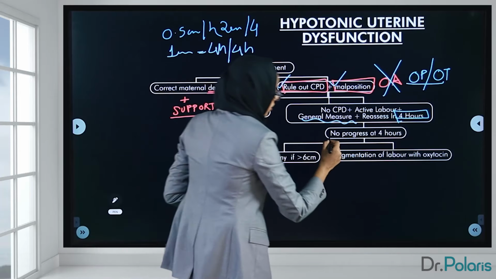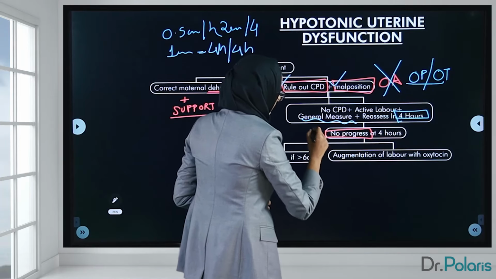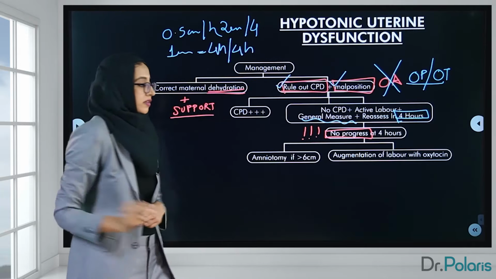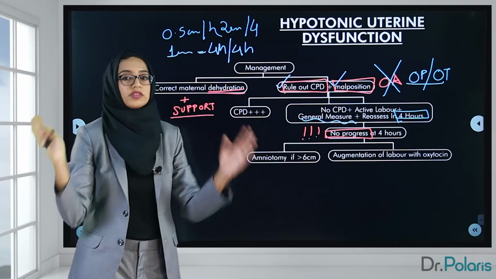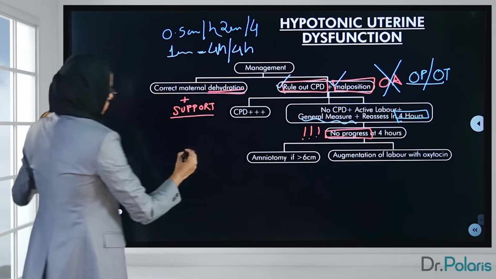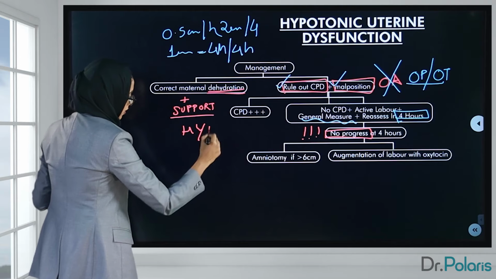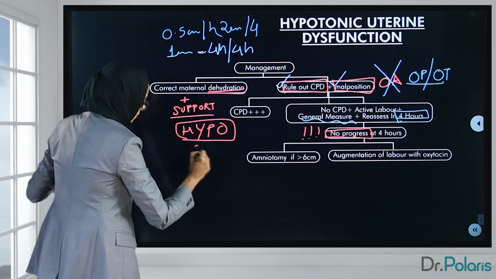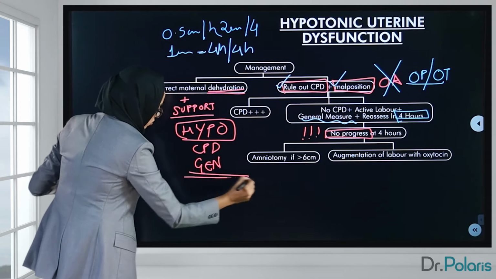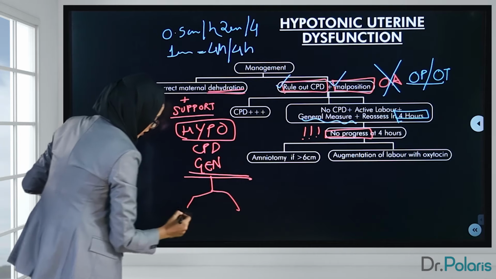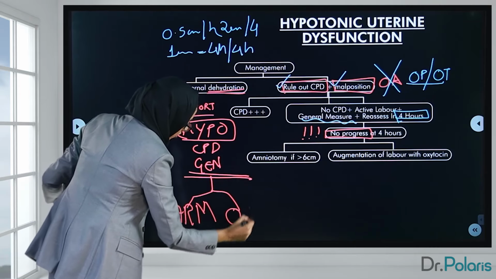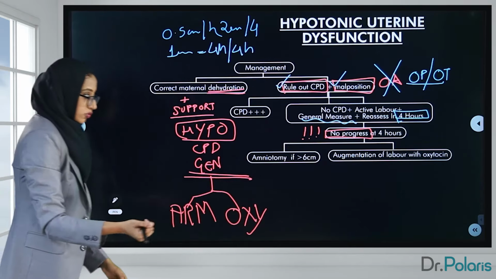Now, you notice that there is no progress. You have tried the general measures, nothing has worked. Now you have two options. Now you need to remember these two options are common for most of the labor dysfunctions, and I will keep explaining that again and again. What can you do now? So the woman has hypotonic activity, right? You have ruled out CPD. You have tried general measures. They have not worked. So now you have two options. You will either do an amniotomy, that is you will do an ARM, or you will give her oxytocin. So which one would you choose?